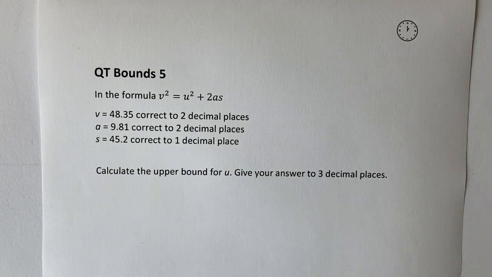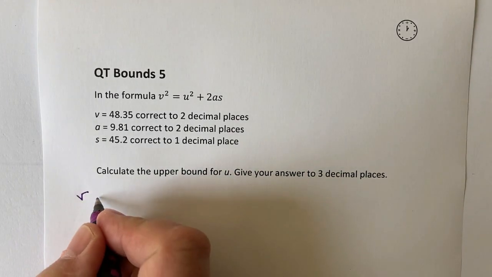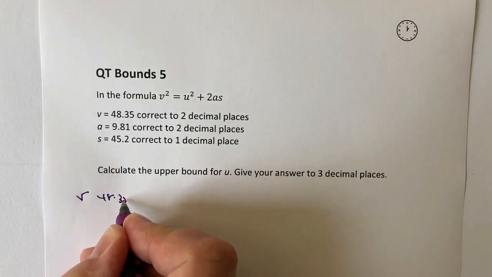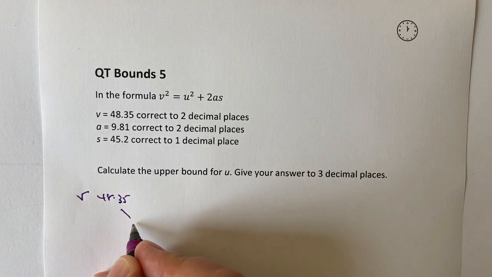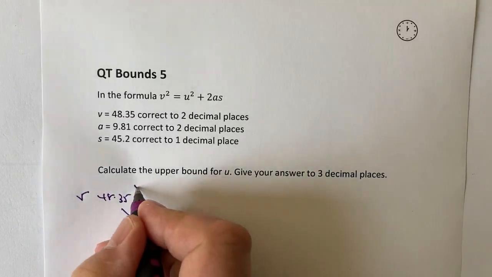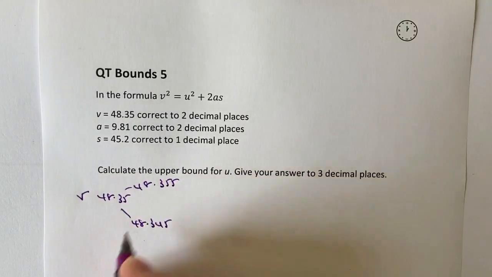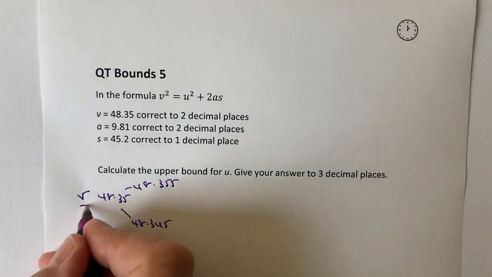So let's have a look first at the upper bounds of v, a and s. If we look at v, I've got 48.35. Well, the lower bound of that is going to be 48.345, and the upper bound is going to be 48.355. Okay, so that takes care of v.